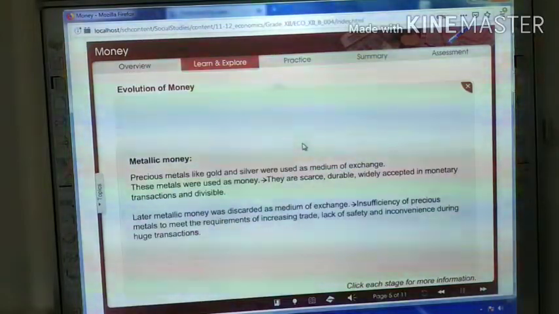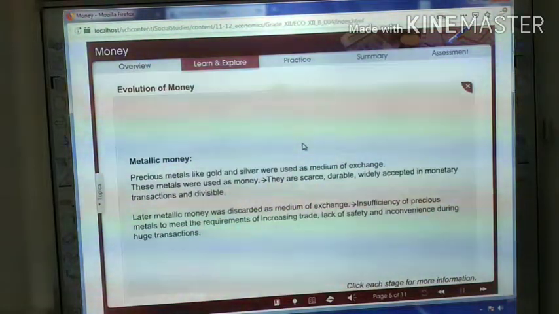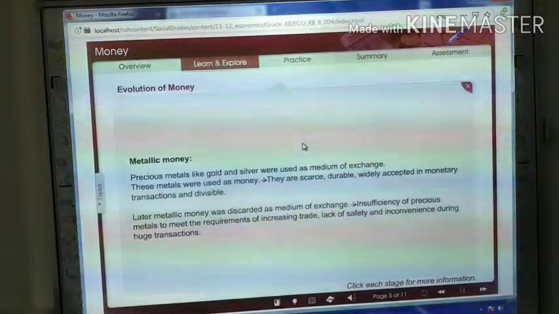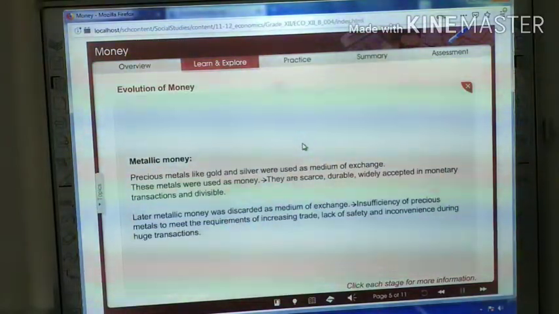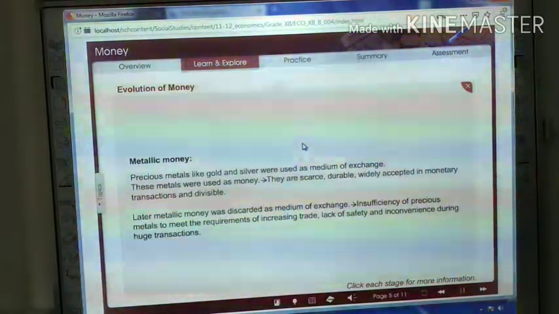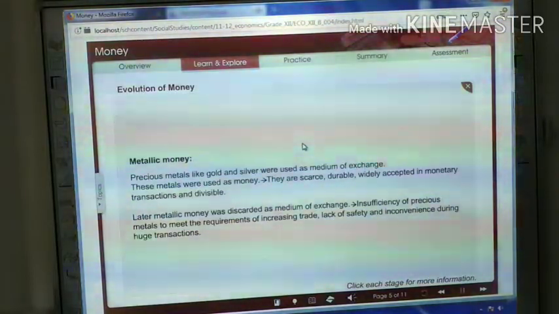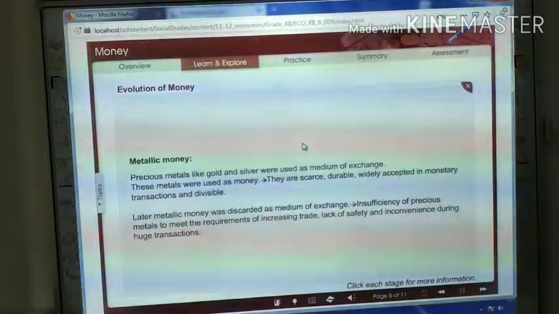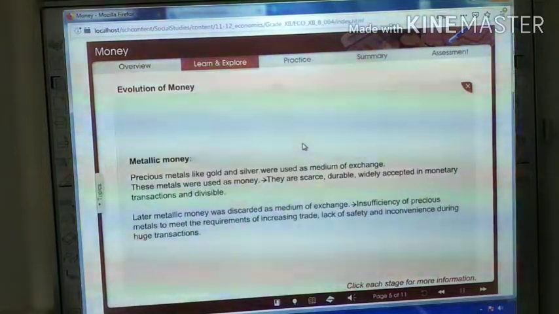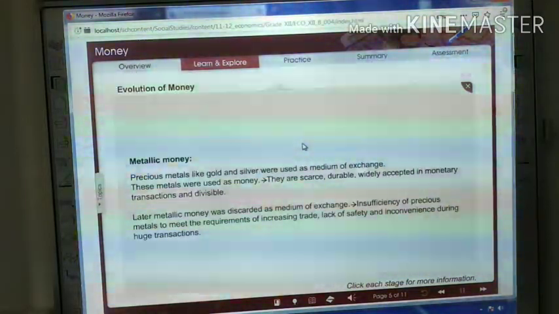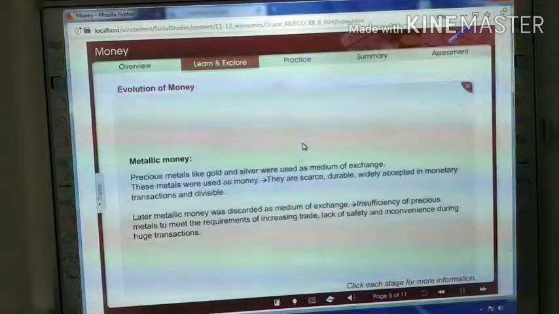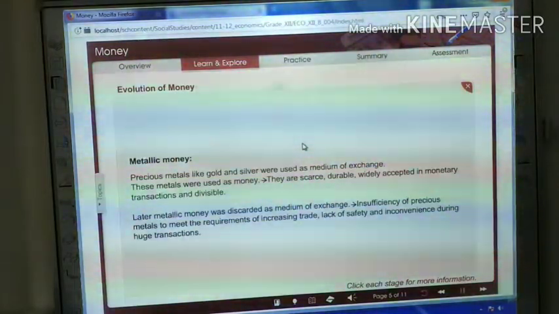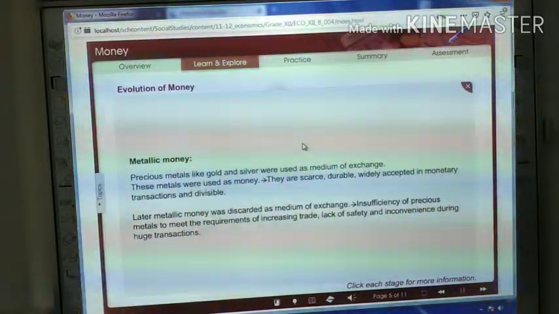Metallic money. With the failure of the barter system, metallic money came into existence. Precious metals like gold and silver were used as a medium of exchange. These metals were used as money, not because they were valuable, but because they were scarce, durable, widely accepted in monetary transactions, and divisible. But later, metallic money was discarded as a medium of exchange because of the insufficiency of precious metals to meet the requirements of the increasing trade, lack of safety, and inconvenience during huge transactions.